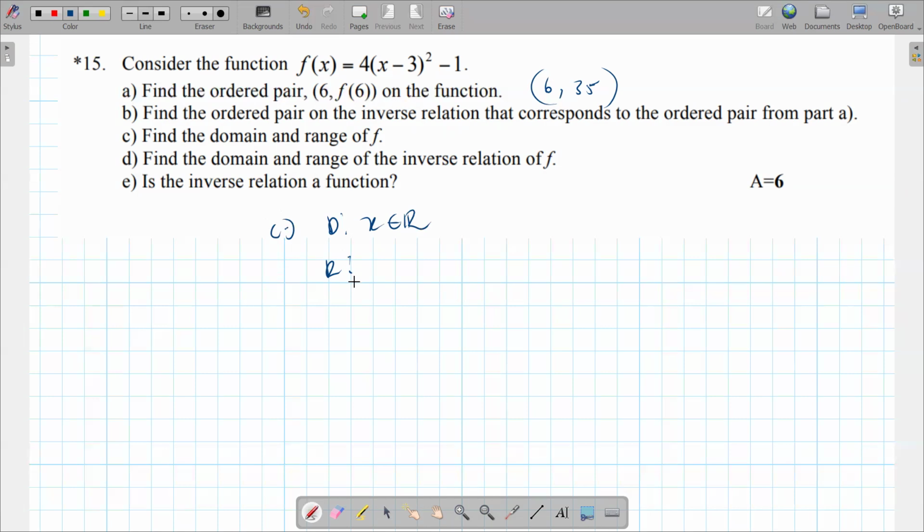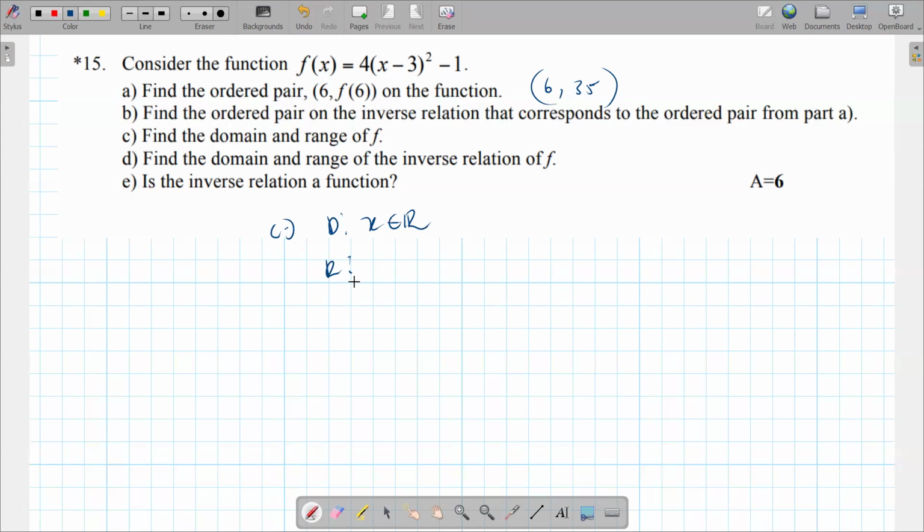Which form of the quadratic is this in? Remember, quadratic has 3 forms. Standard form tells you the y-intercept. Factored form tells you the x-intercept, and there's a third form. What is the third form called? The vertex form. And it tells you the vertex.